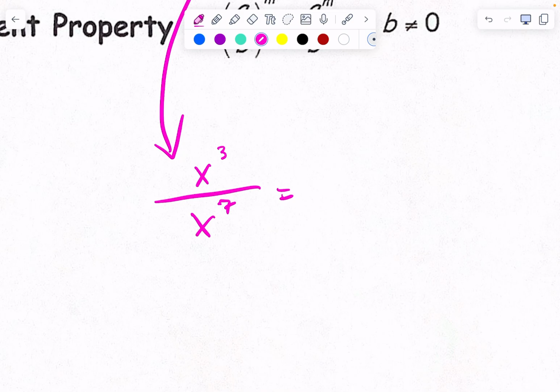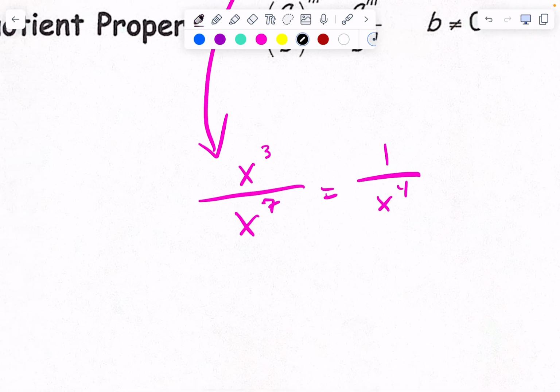Right. Or let's say I want it to be positive. Then add 1 over x to the 4, 1 over x to the positive 4th power. If it helps you to think of it this way, x to the 3rd means 3 of them, right? X to the 7th means 7 of them, right? I can cancel 3 of them, so there's 4 left in the bottom, right? X to the 4th power.